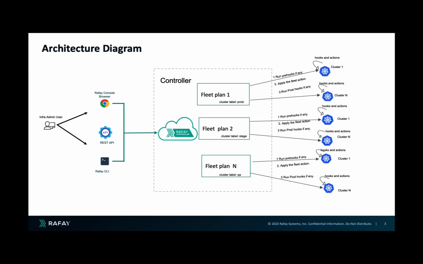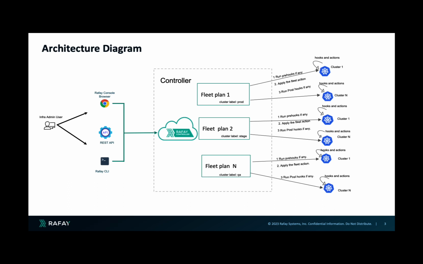Let's start with a high-level architecture of various components involved. A fleet plan is an uber construct which defines the scope, targets, and actions, including the pre and post hooks that will be performed on the clusters.